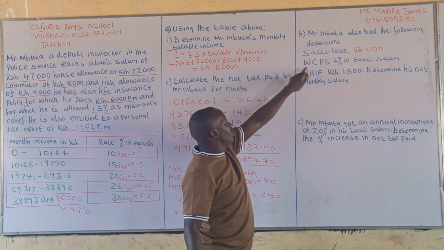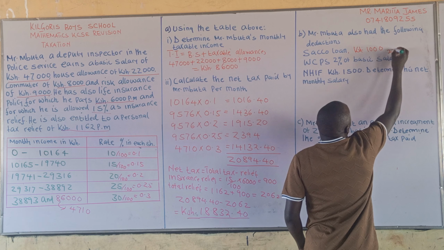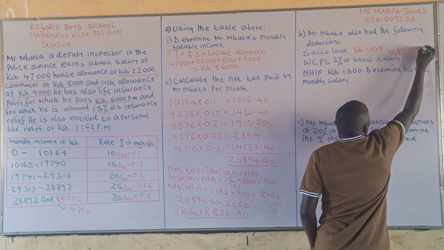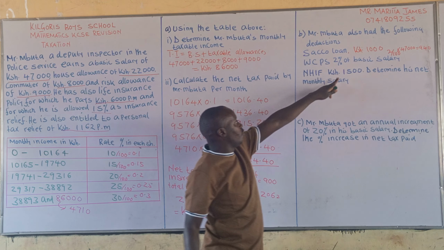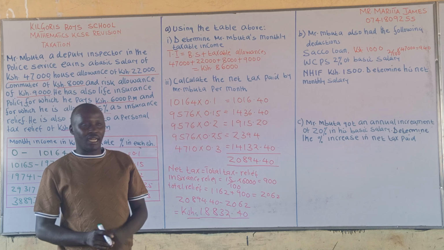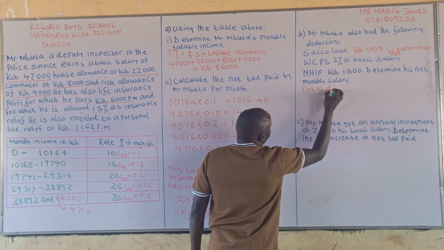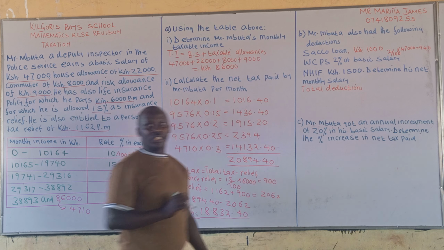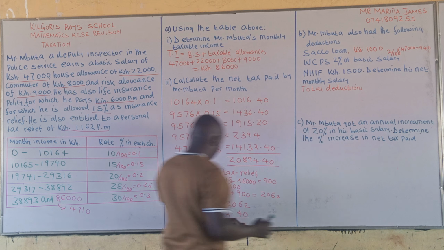Then we have WCPS of 2% of his basic salary. The basic salary is 47,000, and that one is giving us 940. Then we have the NIGF, a deduction which is of 1,500. So we are supposed to determine Mr. Mbutai's net monthly salary. So from here we need to have the total deductions. First of all, we have this one as our main deduction.